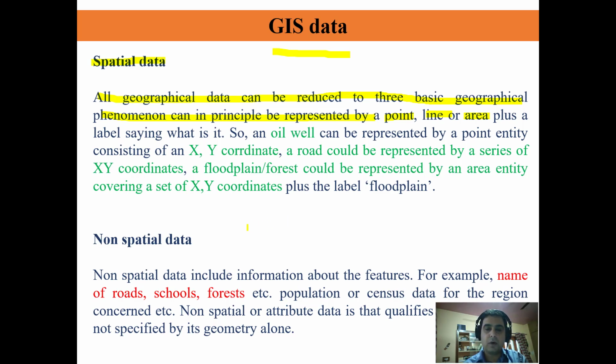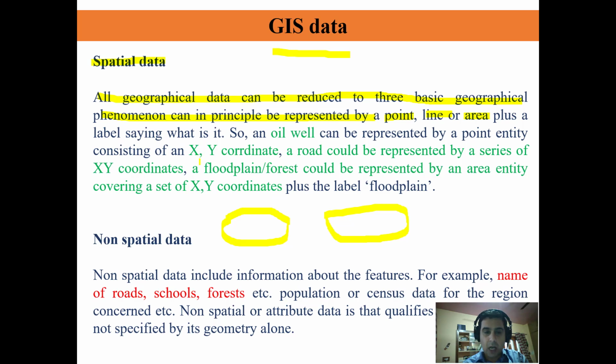Now any road can be represented by a line, any river can be represented by a line. Likewise, the area under forest, the area under lake, the area under agriculture can be represented by area.